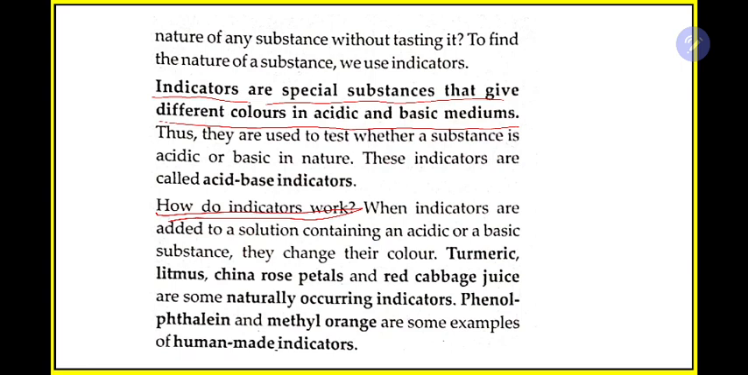So how do indicators work? Basically they have a certain color. For example, litmus is of red color. If we add it to acid or base, its color will change to blue or some other color. That means by changing the color, it is indicating something to you.